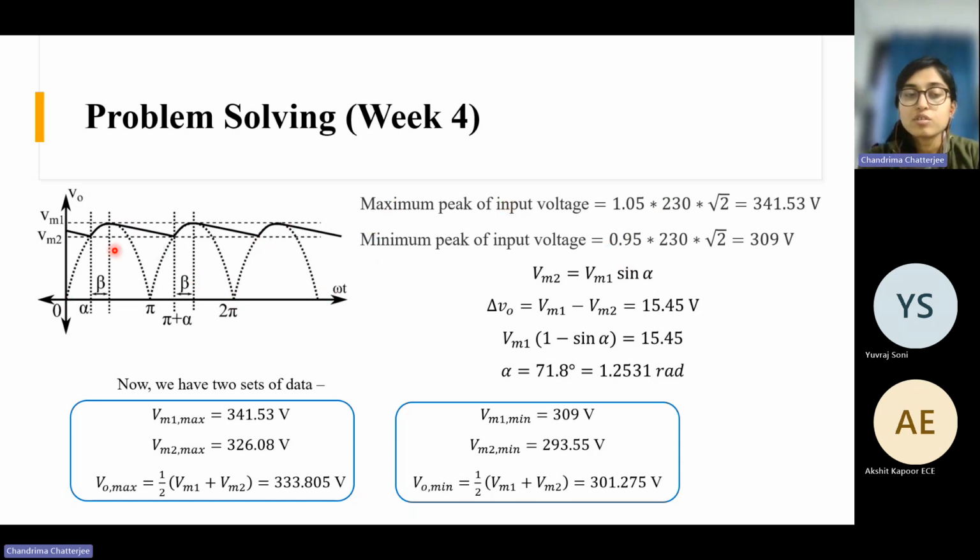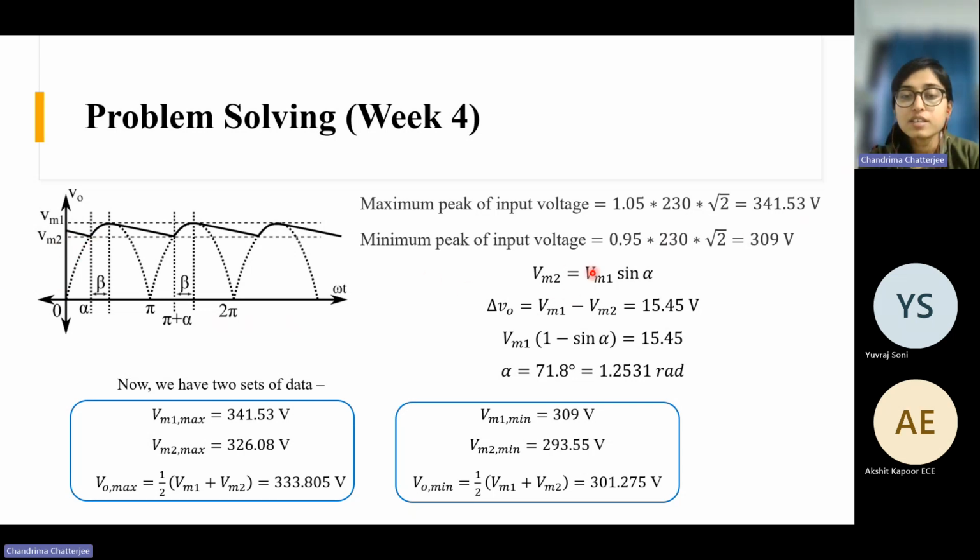Once we have these values, Vm1 is the peak value. So we have two values, and how can we get Vm2? We can get the Vm2 value by subtracting the ripple value, because this is the ripple that I told you. The difference of this maximum and minimum value is the voltage ripple, and the ripple value is already given to us. If we subtract the ripple value from the maximum value, we get this minimum value, which has been denoted by Vm2.